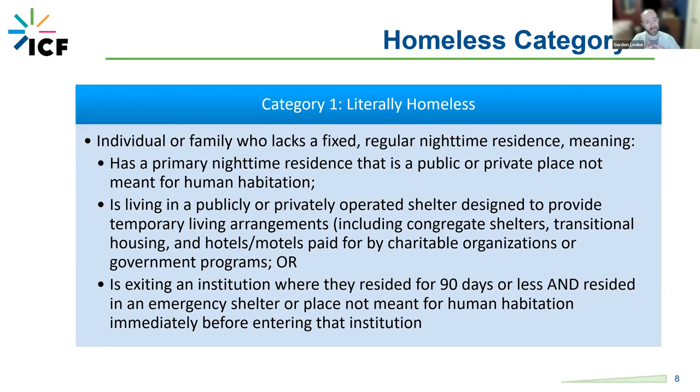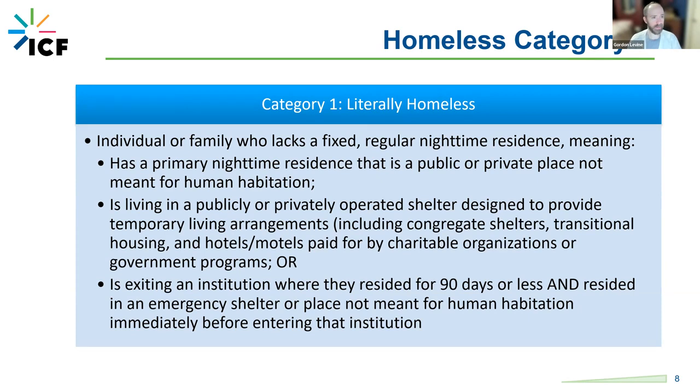Finally, C, there's this last criterion that does not come up very often, but is important. The household is exiting an institution where they resided for 90 days or fewer, and before they entered that institution, they lived in one of the other places in this category. So they were in a place not meant for human habitation or transitional housing or charitably paid for hotel motel. Then they went into an institution and they've been there for 90 days or fewer. If all of those things are true, they meet the category one definition and they can go directly from that institution into a project that requires category one eligibility, such as rapid rehousing.